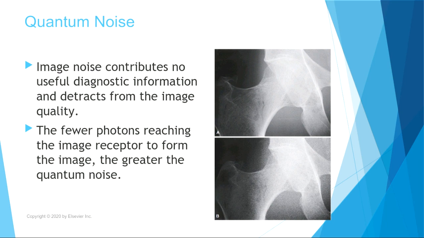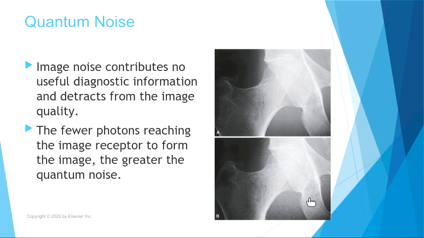Now, noise. When they talk about noise, again, image noise contributes nothing useful in the way of diagnostic information, and it also detracts from the image quality. Quantum noise is pretty much photon dependent, meaning you have fewer photons reaching the image receptor in order to form the image. So you end up with this speckled appearance where there are not enough photons creating exposure on your IR.